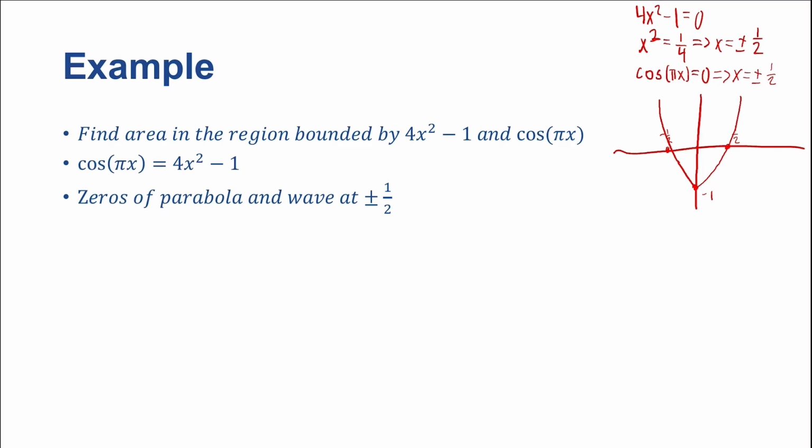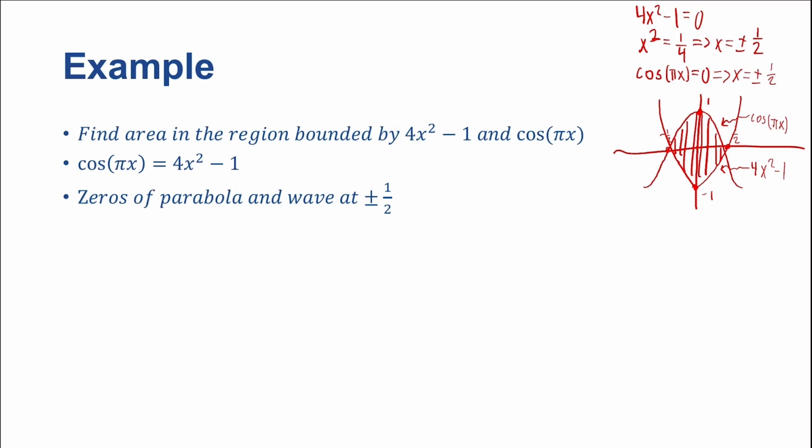Now our cosine wave, we already know that since we have no amplitude here, we are going to have a maximum value of 1. So it's going to look something like this. And that is our sketch. And we are going to need to integrate this region in here. Now what's important is that we know that the cosine is on the top, and that our parabola is on the bottom. So now we know which we are putting on the top and which we are putting on the bottom of our integral.